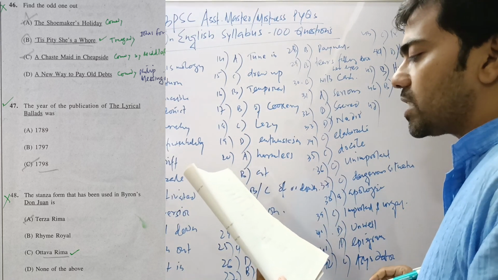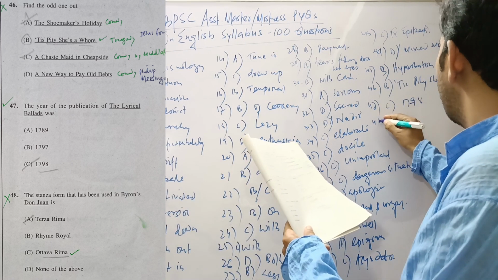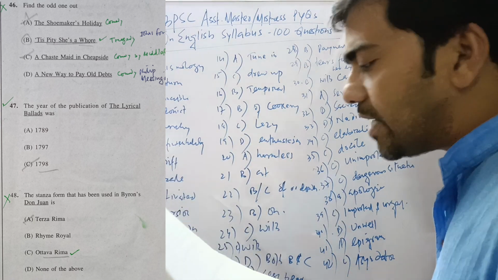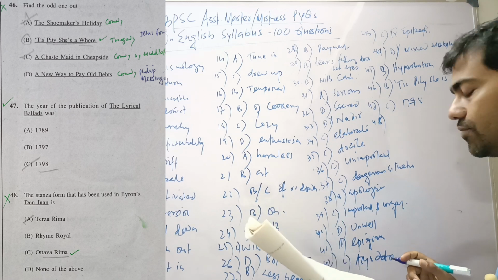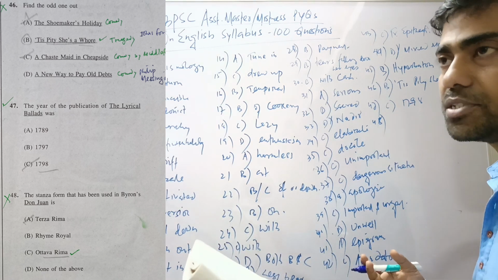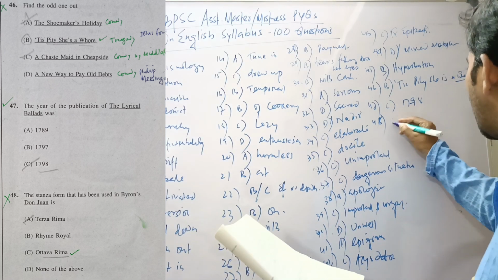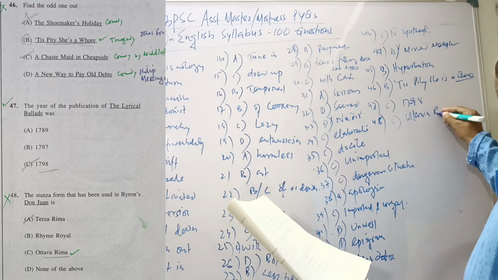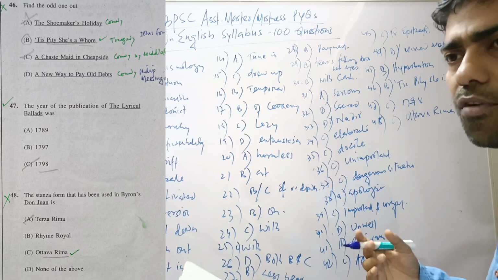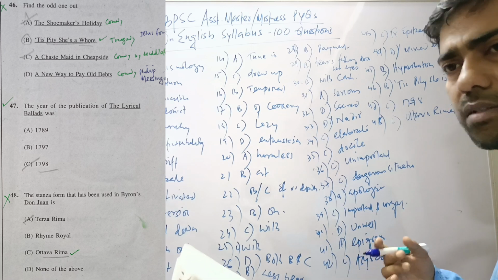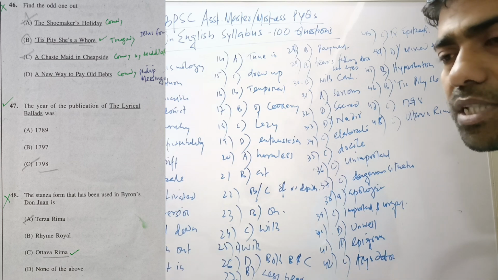47. The year of the publication of Lyrical Ballads is very easy, you know, C number, 1798. Okay. 48. The stanza form that has been used in Byron's Don Juan. Byron's Don Juan is famous for its metrical composition, that is ottava rima. Ode to the West Wind is a model poem of using terza rima. Likewise, Byron's Don Juan is a model poem of using ottava rima.